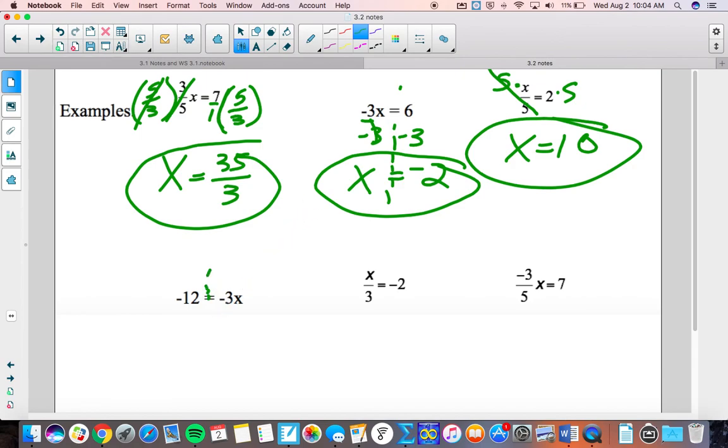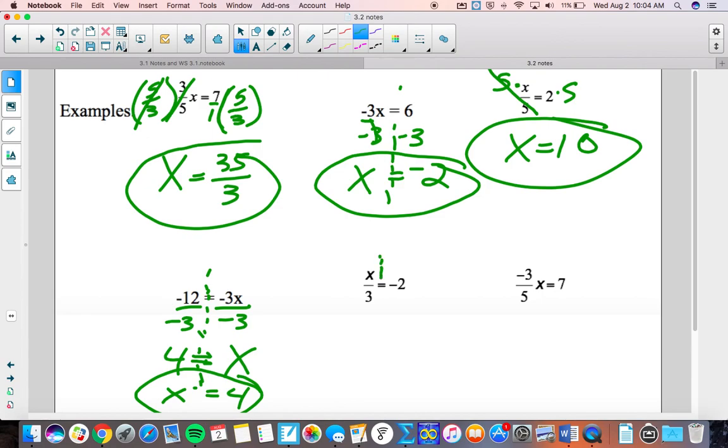Here, x is on the right side of the equal sign. It's being multiplied by negative 3, so we divide by negative 3. So we get x equals 4, positive 4. Boom. In this one, x is on the left side of the equal sign. It's being divided by 3, so multiply by 3. What you do to one side, do to the other. Boom, boom, boom. Whoa, that's a bad cross out. X equals negative 6.